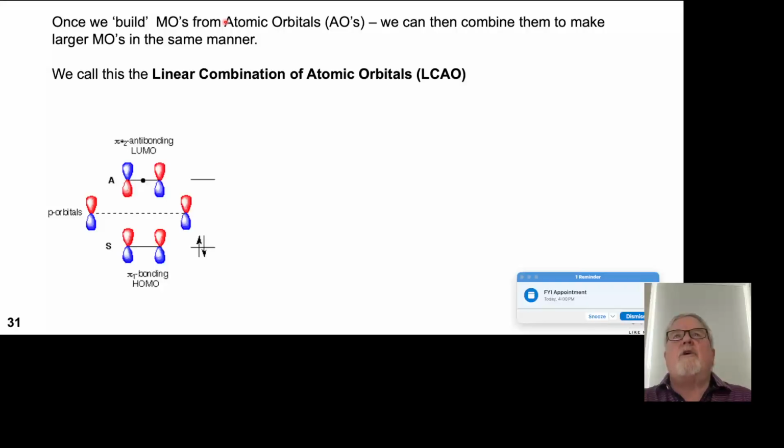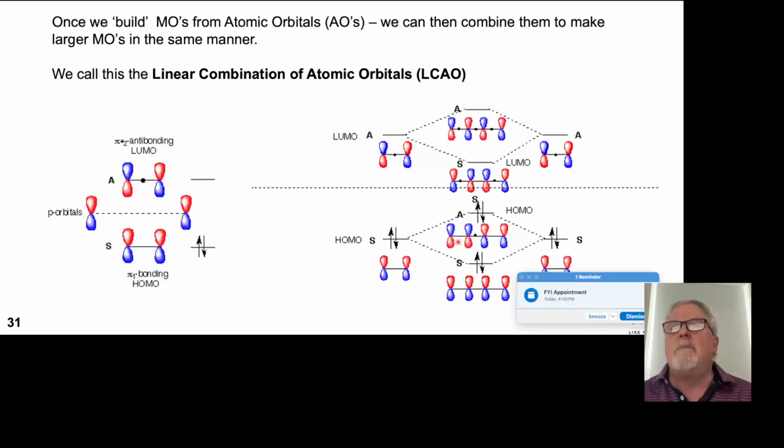Once we build molecular orbitals from atomic orbitals, we can then combine them to make larger molecular orbitals in the same manner. So once we take our two carbon atoms, sp2 hybridized, and we take the leftover p orbitals to construct a pi bonding orbital and a pi anti-bonding orbital, we can now take those two systems and add them together just like we did from the atomic orbitals. So we can take molecular orbitals. In this case, we're taking these two molecular orbitals and we're combining them in a bonding fashion. Notice how the phase is all the same. So this phase lines up with this phase.